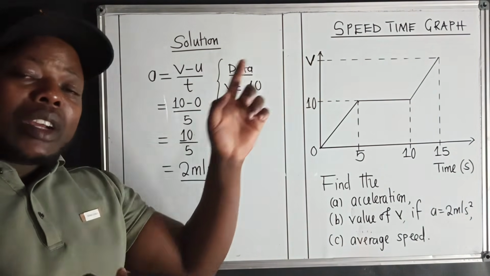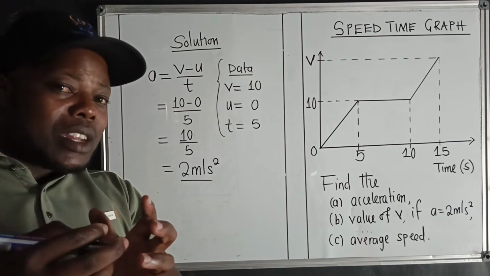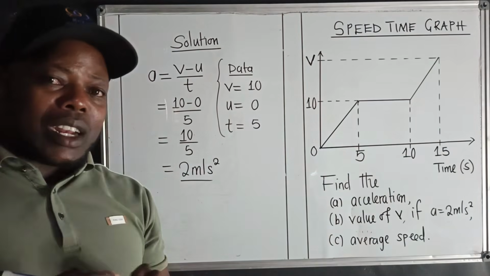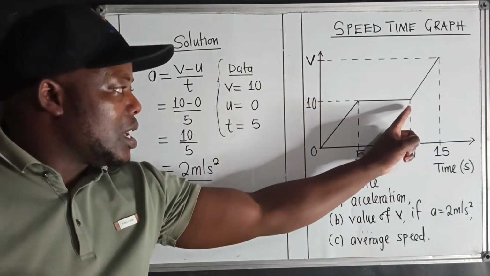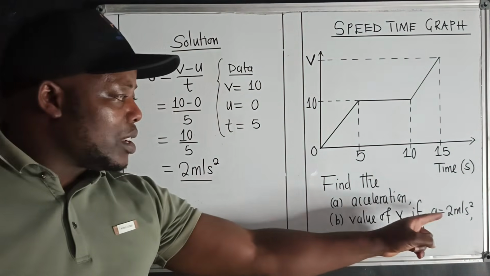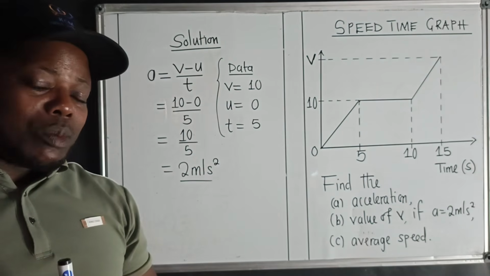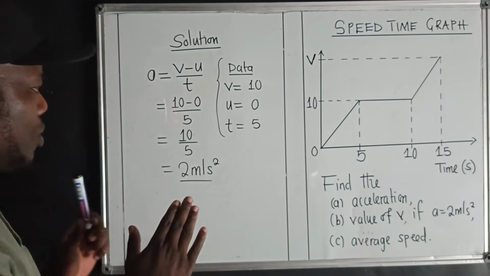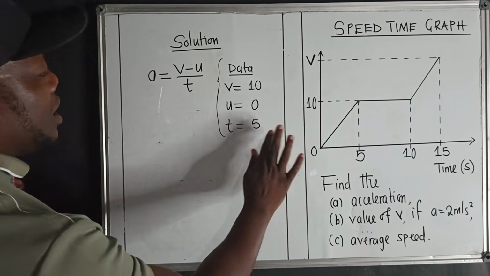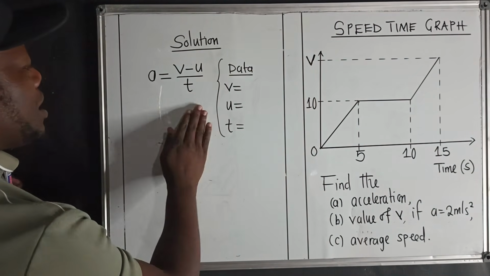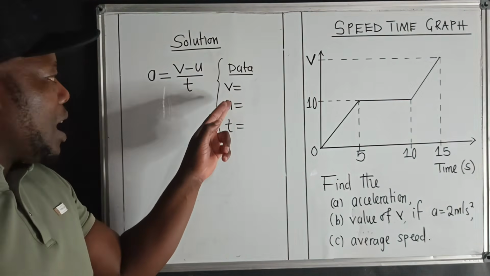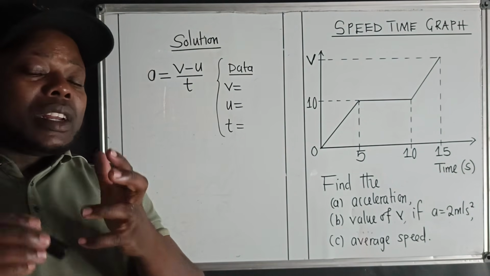Okay, the next question, question B, says we find the value of V, which is right over here. We find it when they've given us the acceleration between 10 and 15, where it was going like this. That's acceleration, and they've said it's 2 meters per second squared. So look at what we're going to do. We'll forget about this. The same formula for acceleration is what we need, but this time around, the V and U as well as the T will be different.